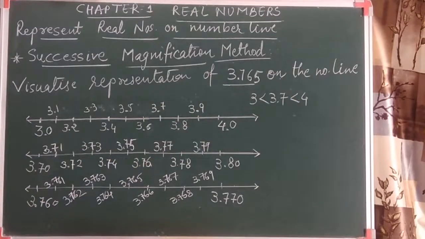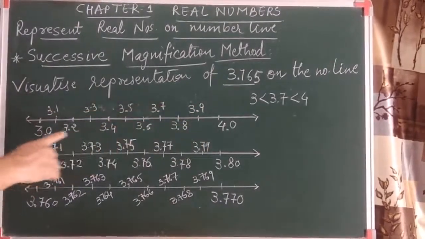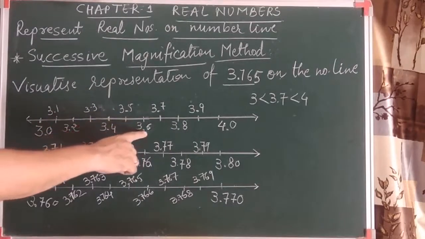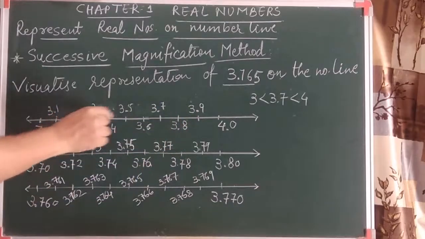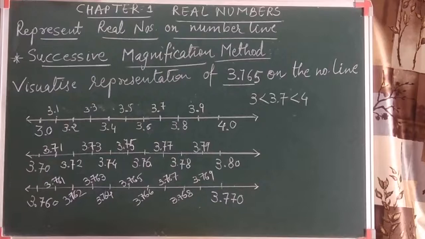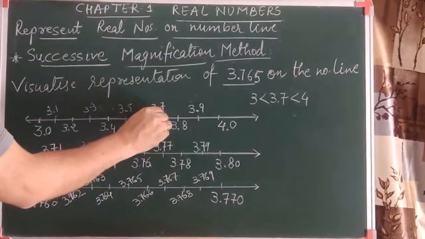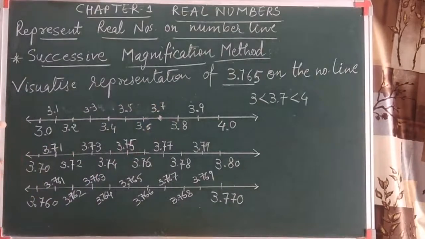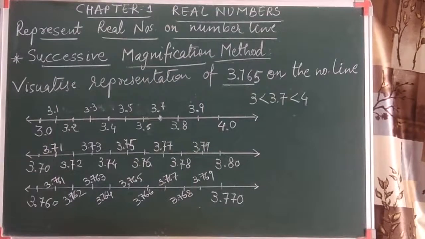What I have done here is draw a number line with 3 and 4 and 10 divisions: 3.1, 3.2, 3.3, 3.4, 3.5, 3.6, 3.7, 3.8 and 3.9. Each has the same distance, which we can consider as 1 centimeter. Now we observe where 3.7 lies. It is here. Again, why have I taken 3.7? Because that is the first digit after the decimal.